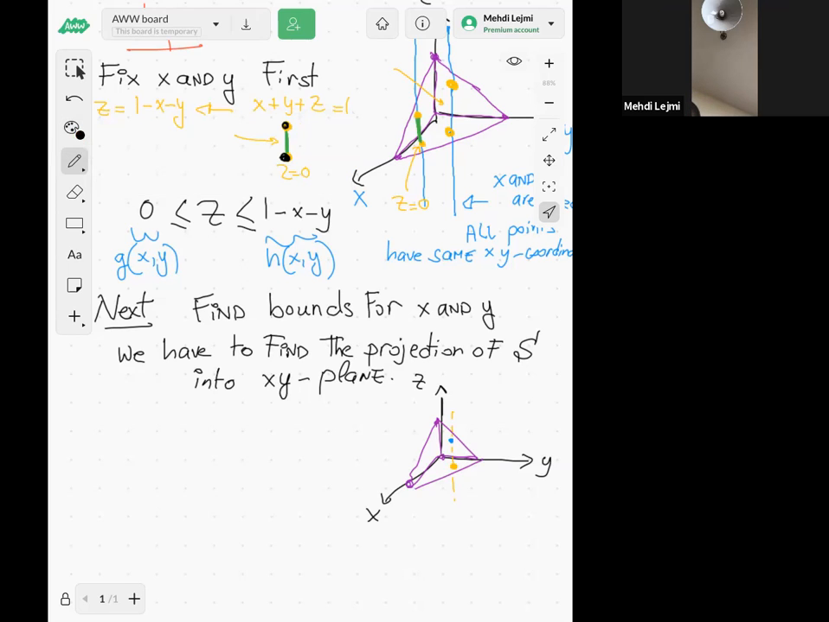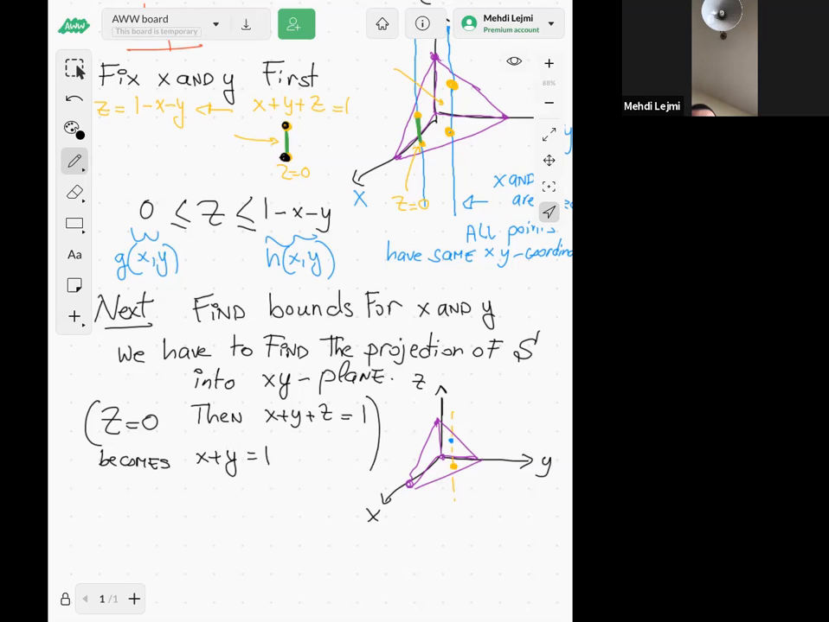Or you can just say that z is equal to 0. Then you have X plus Y plus Z equals 1, so this equation becomes X plus Y equals 1.